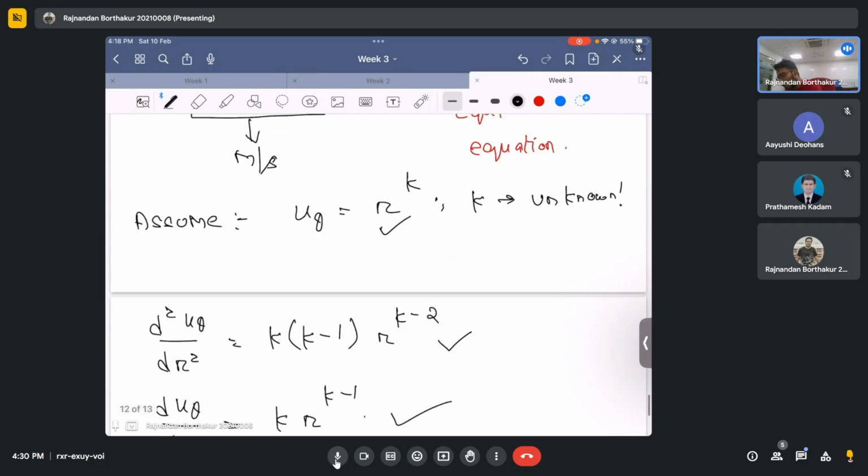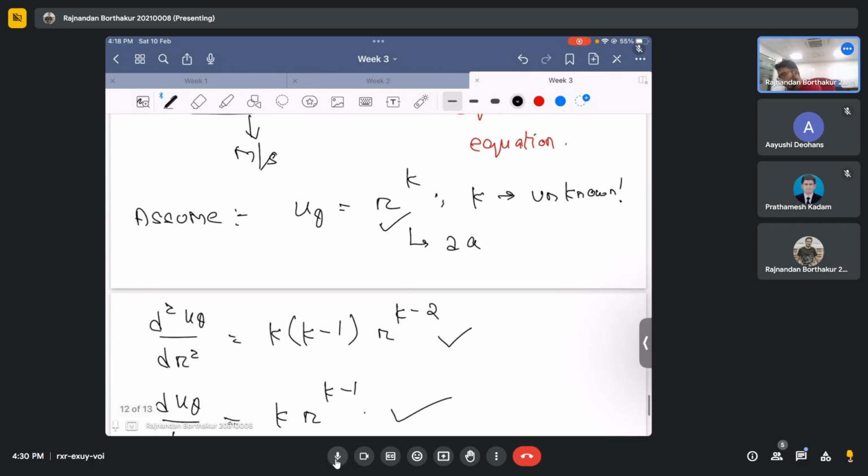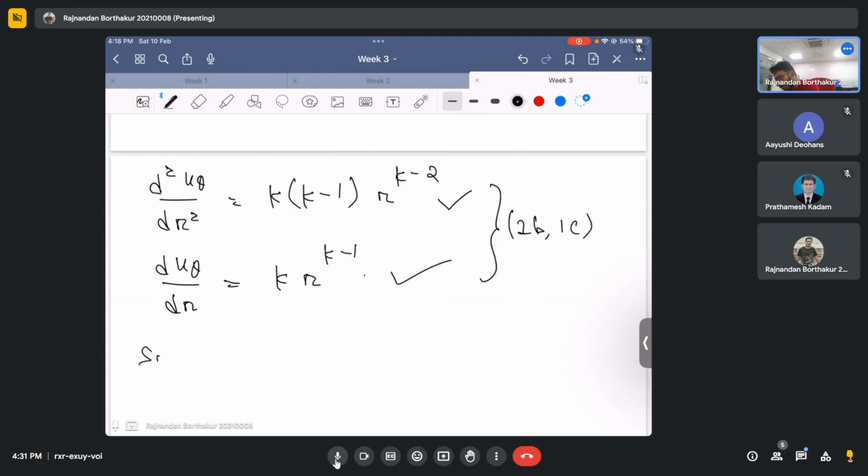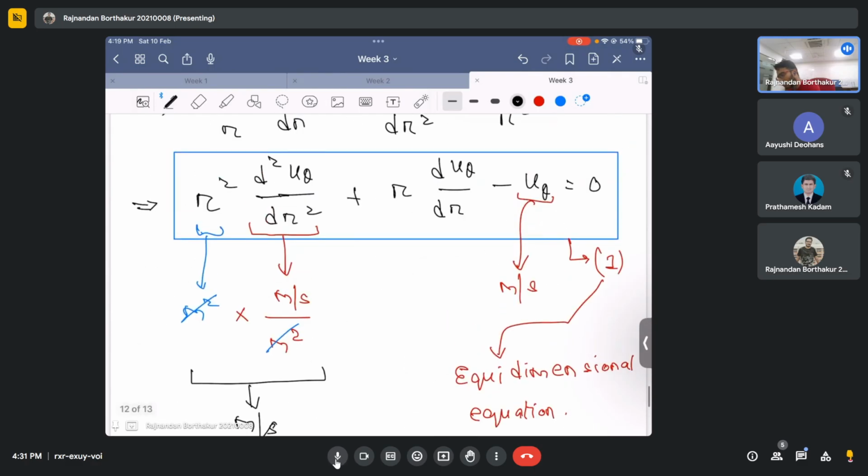So I'll name this as 1a. I would name these two as 1b and 1c. All right, so what we will do is substitute 1a, 1b, and 1c in equation 1, which is basically our equidimensional equation, which is basically this. And let's see what we get.